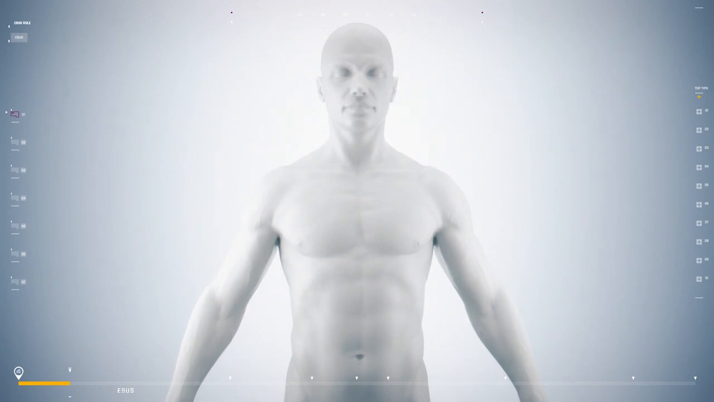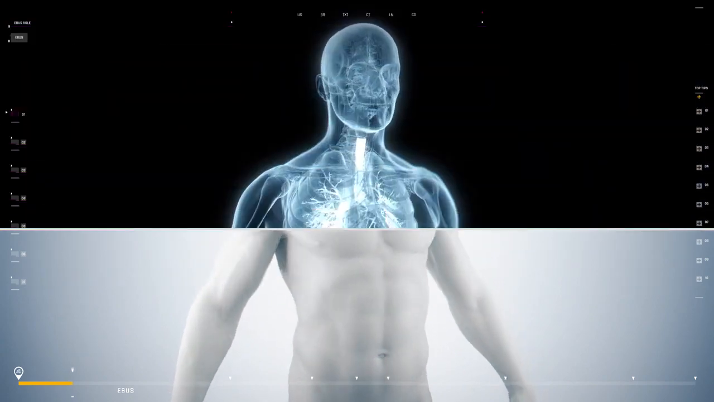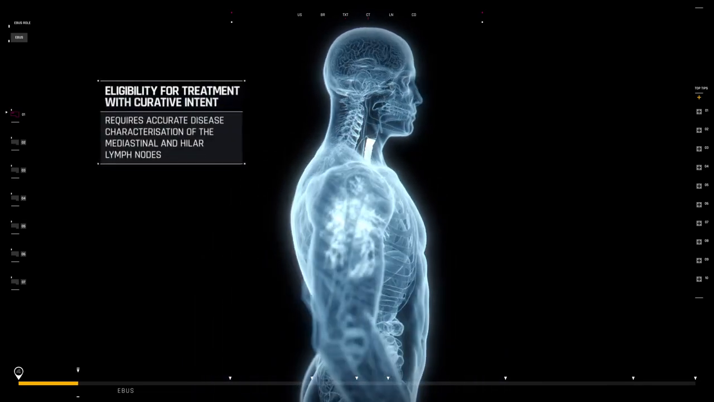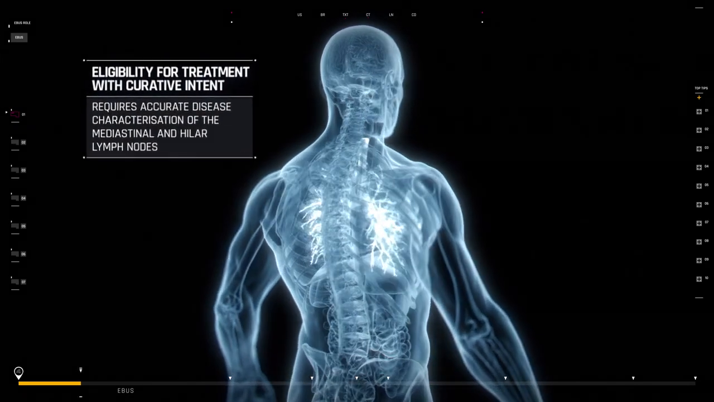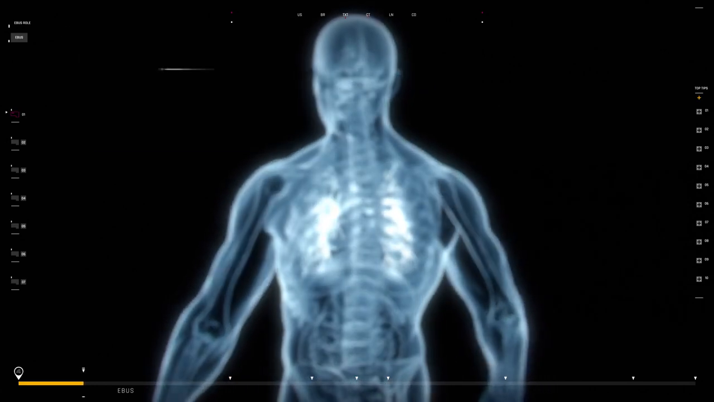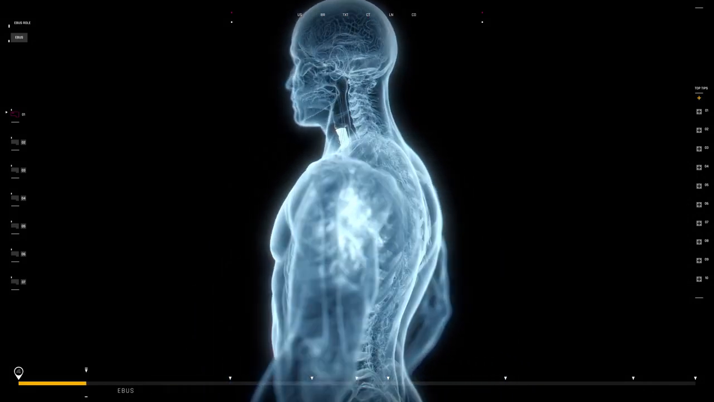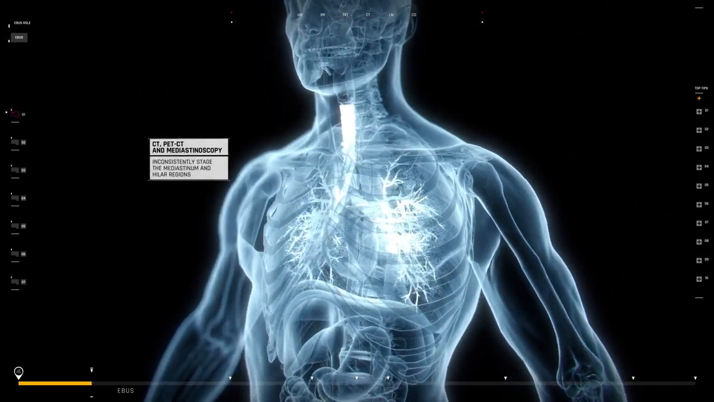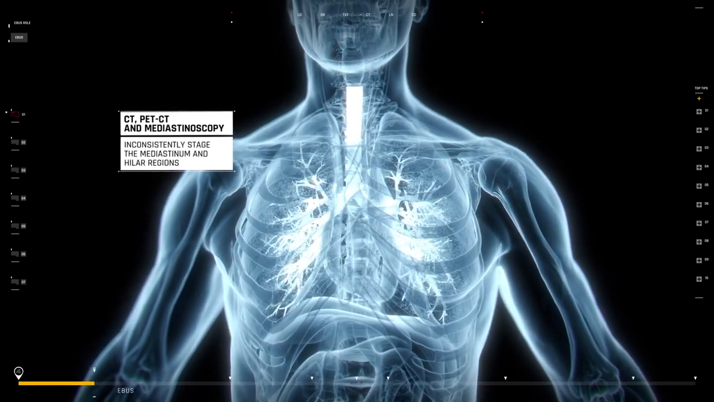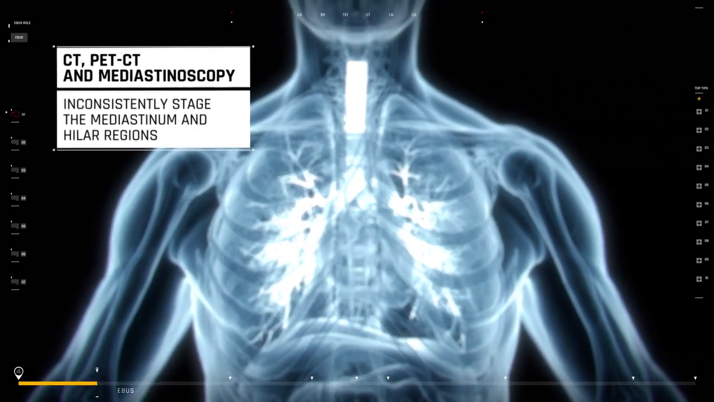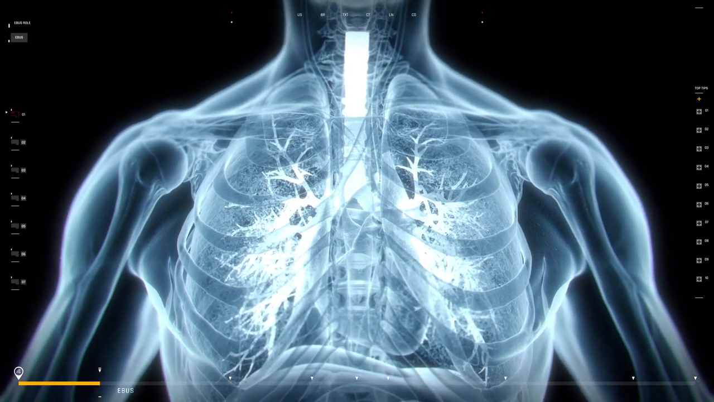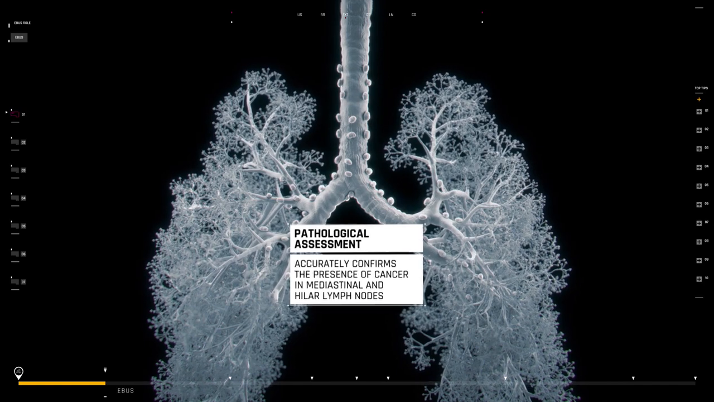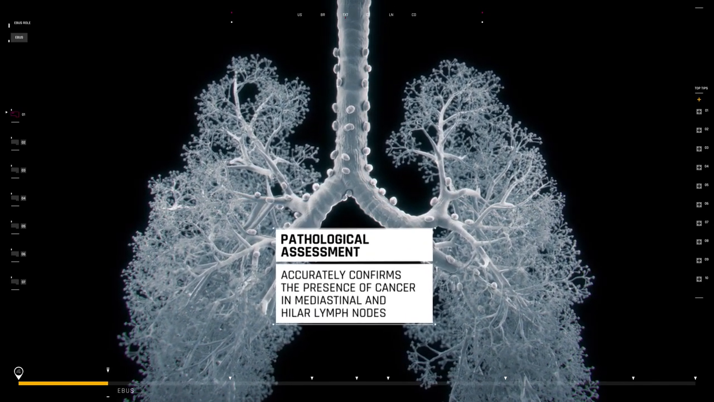For patients whose CT scans reveal an absence of obvious metastatic disease, eligibility for treatment with curative intent depends on the disease status of the mediastinal and hilar lymph nodes. CT, PET-CT, and mediastinoscopy are routinely used to indicate potential nodal involvement, but are inconsistent for accurately staging the mediastinum and hilar regions. A pathological assessment of mediastinal and hilar lymph nodes by sampling is a more accurate and robust approach for determining the presence of cancer.